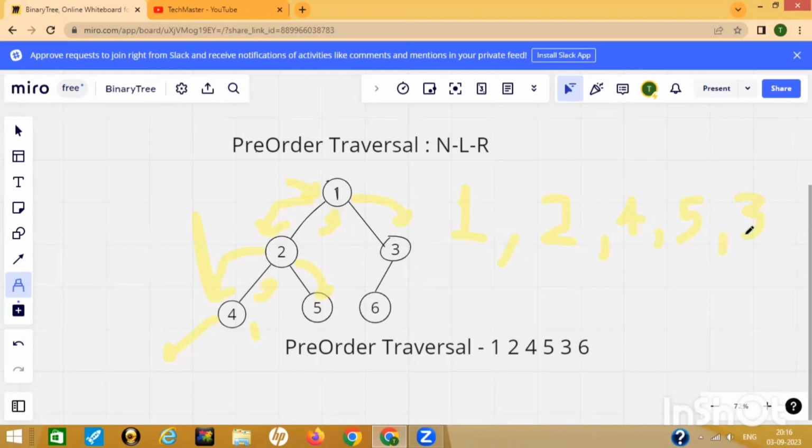Once 3 is visited, we move on to the left side of 3. So we move to the node 6. We visit node 6, and then we look at the left side of node 6. Left is null, right is null. Now we move back to 3. For 3, left is visited, and the right is null. If you look at the tree, we have visited all the nodes, and that's how pre-order traversal looks. It was already noted down here: 1, 2, 4, 5, 3, 6.